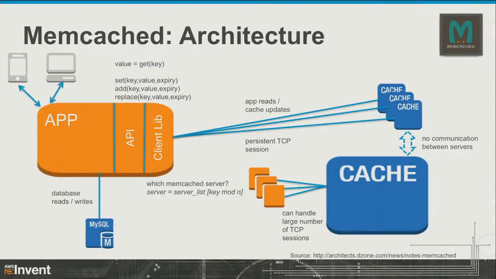Let's look at the architecture of this. What you have over here is the cache on the right-hand side, and then you have the application on the left. The application talks to the cache server using an application client, and this, again, goes over TCP. And I mentioned to you that this is also a clustered cache.